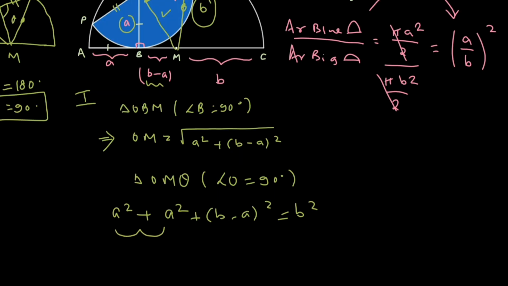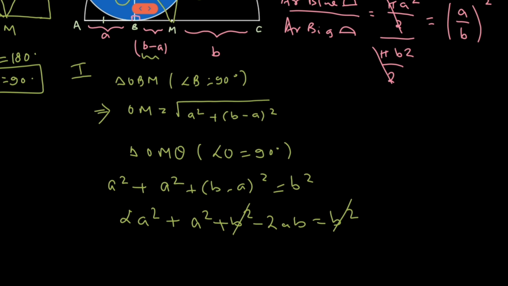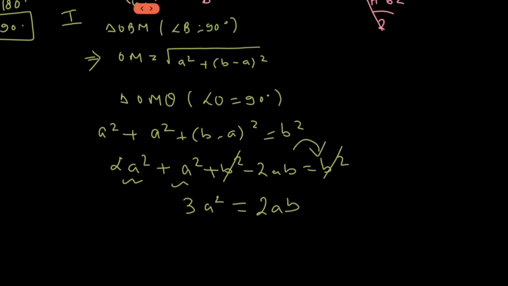So A square plus A square becomes 2 times A square, plus opening this with the identity will give me A square plus B square minus 2AB, and this is B square. B square and B square get cancelled out. I can shift this to the other side, and on the left hand side 2A square plus A square becomes 3A square, and that is 2AB. Dividing both sides by A will give me 3 times A equals 2 times B.